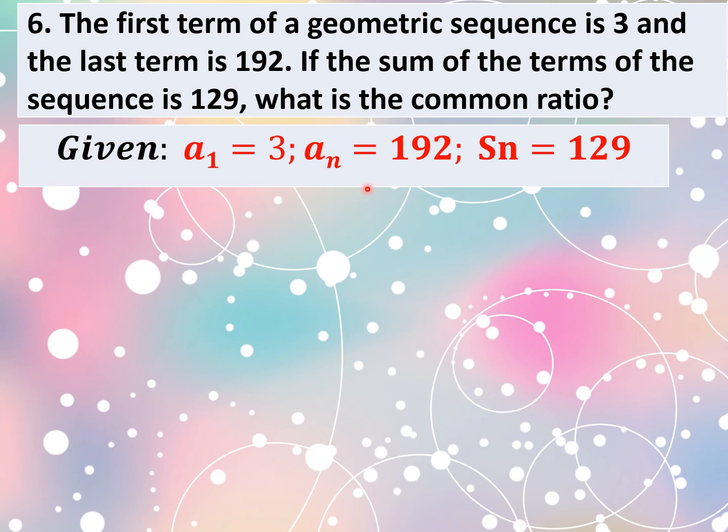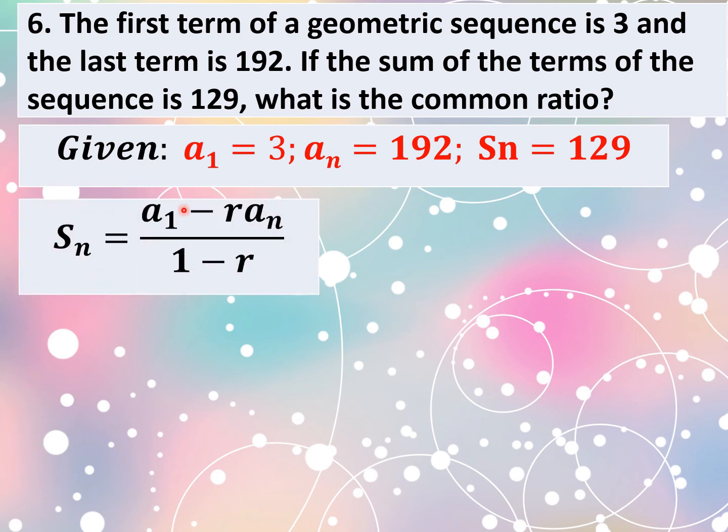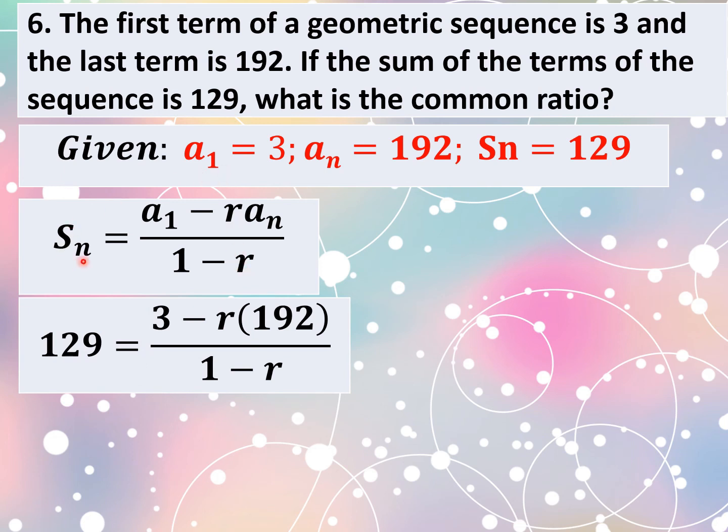So since given yung a sub n natin, yung isang formula ang gagamitin natin. Yung s sub n is equal to a sub 1 minus r times a sub n all over 1 minus r. So, substitute lang tayo based dun sa given. Yung S sub n natin, that is 129. Ang A sub 1 ay 3. Tapos, yung value ng R ang nawawala. So, stay lang siya dyan ng R. Ang A sub n is 192. That is the last term. And then, copy lang yung 1 minus R. So, ang variable na lang na natitira ay yung R. So, ito ang kailangan nating ma-solve para mahanap natin ang value ng common ratio.